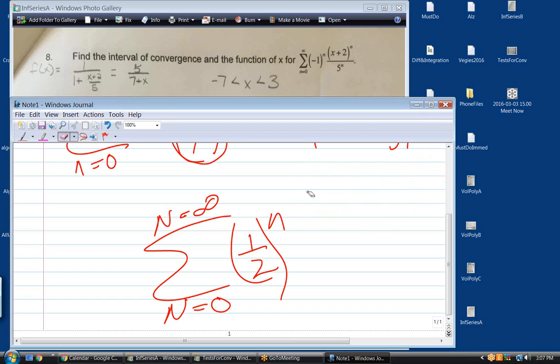Okay, get that. The one you focused on the most is the geometric series, and the absolute value of this number, if it's less than 1, it converges. If it's greater than 1, it diverges. That's the most important thing. So if I replace that with something like x over 4, now I have to say the absolute value of x over 4 has to be less than 1.